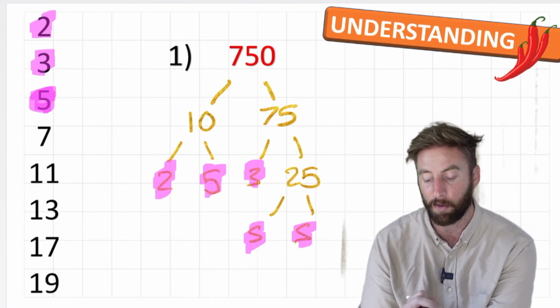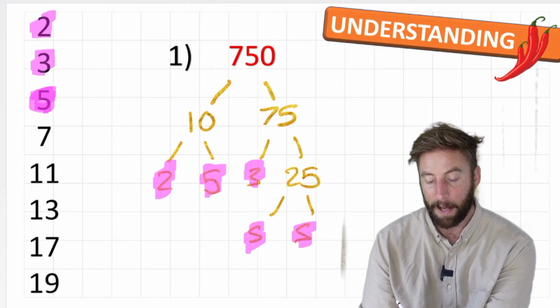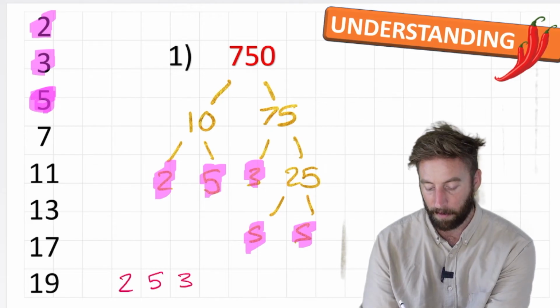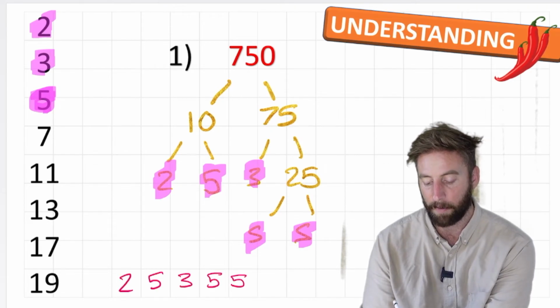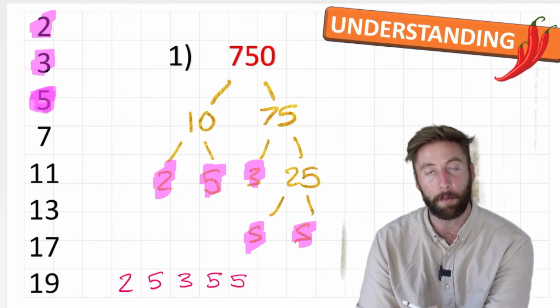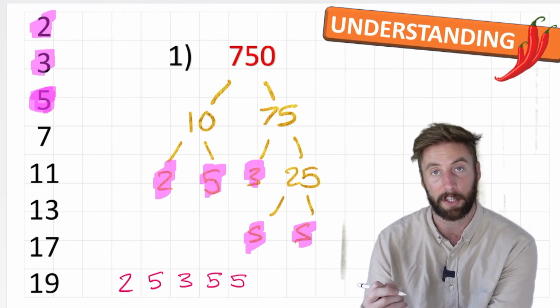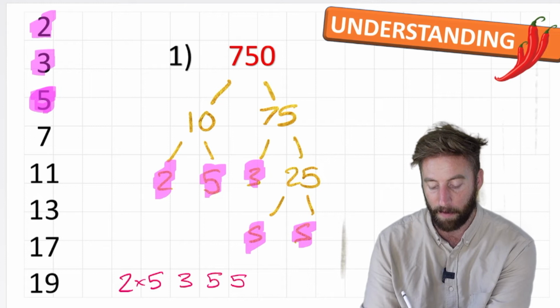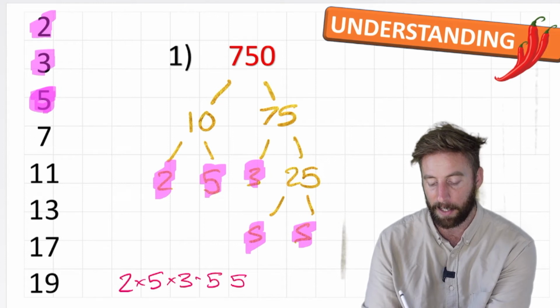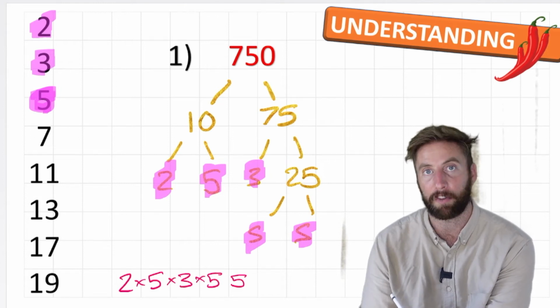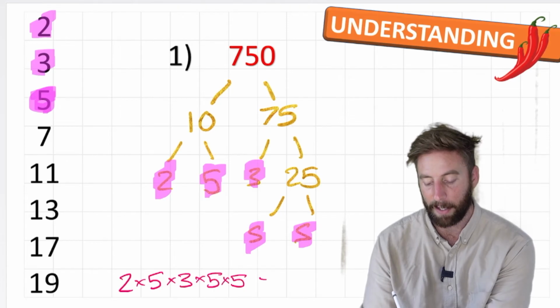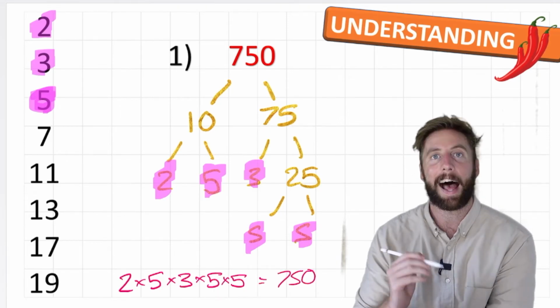I factorized 750 into its prime factors. And the factors are 2, 5, 3, 5, and 5. And it doesn't really matter which way around we multiply this because as we know, multiplication is commutative. So I'm going to do 2 times 5 is 10, times 3 is 30, times 5 is 150, times 5 again is 750. And there we have it.